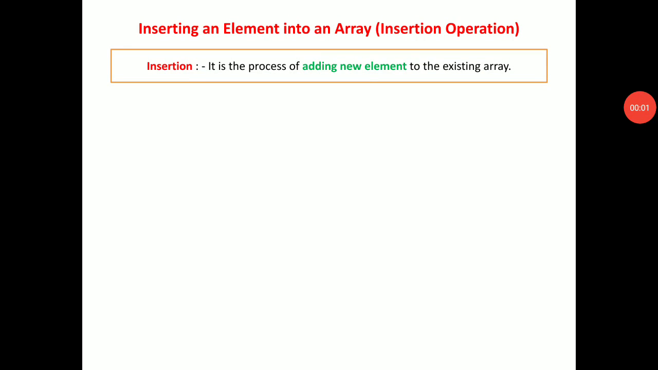Hello everyone, welcome to the fourth part of the data structures. In the third part, we have discussed linear data structures. The different linear data structures are arrays, stacks, queues and linked lists.